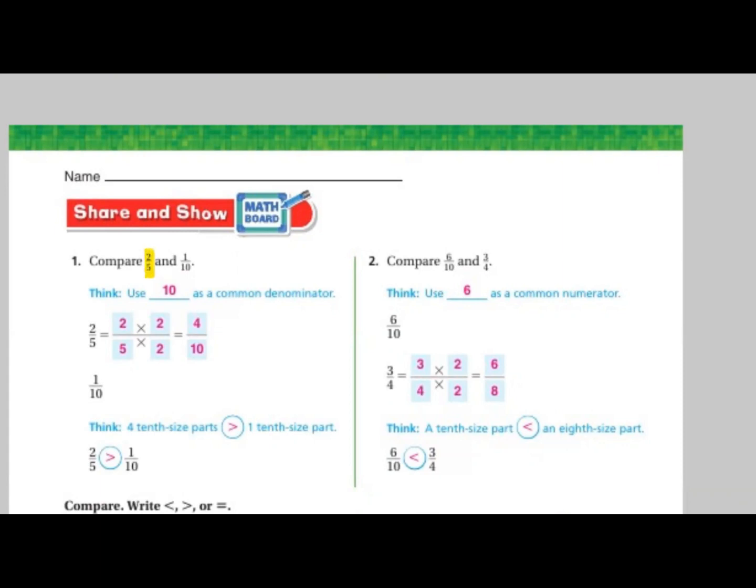Let's compare 2/5 and 1/10. Let's rewrite it here. What we're going to do here to compare? Scissors. Multiply by 10. 2 multiplied by 10 equals 20. So where are we going to write 20?